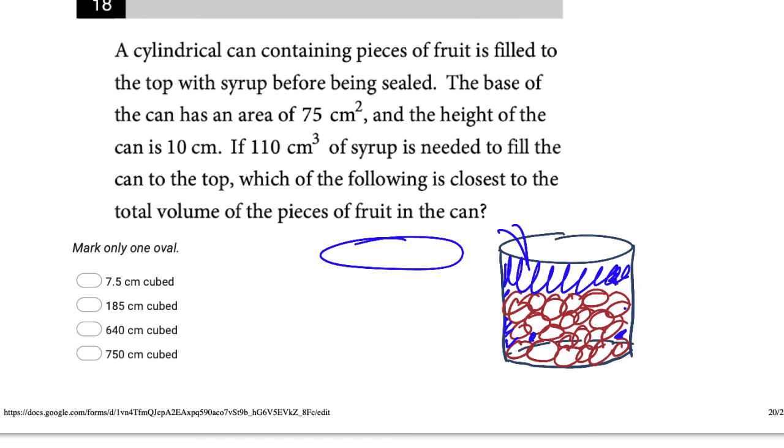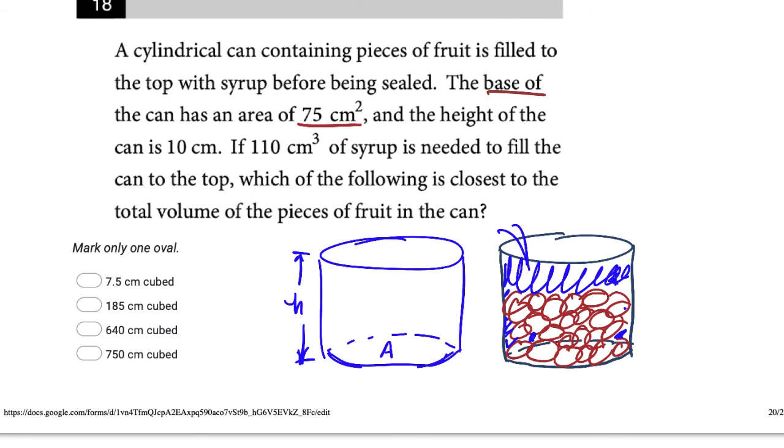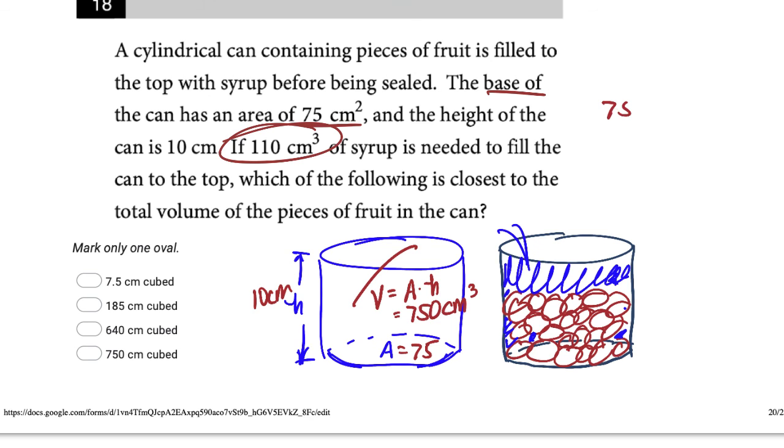Well, in this cylinder, you can look this up. This is on our formula sheet, but they tell you how to calculate the volume of a cylinder, and it is the area of the base times its height. They tell us the area of the base is 75. The height of the can is 10 centimeters, so the total volume is area of the base times height, or 75 times 10. This whole container can hold 750 cubic centimeters. We're going to put in 110 of this blue liquid. So I'm going to start with 750 and take off the liquid I put in there, 110 cubic centimeters. That means the remaining part, 640, is the fruit.